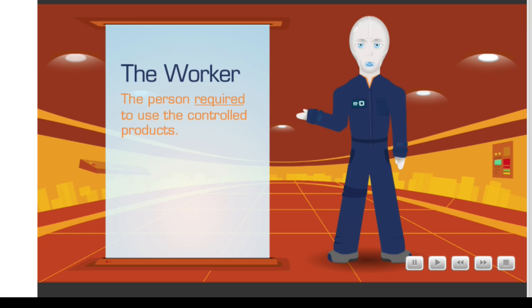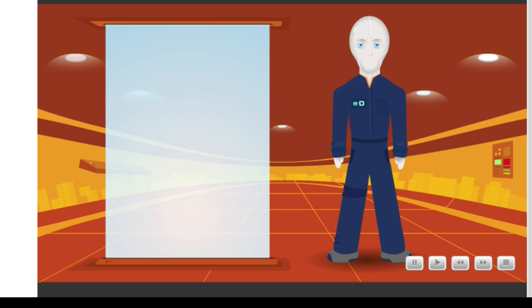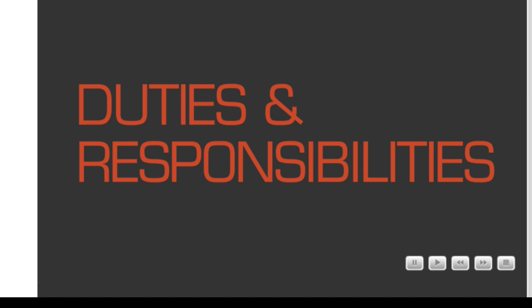The worker is defined as the person who is required to use the controlled products. Notice the word required is underlined. You are required to use the product, so you share the responsibility for its safe and proper use with the supplier and the employer. Now, let's take a look at some of the individual duties and responsibilities.